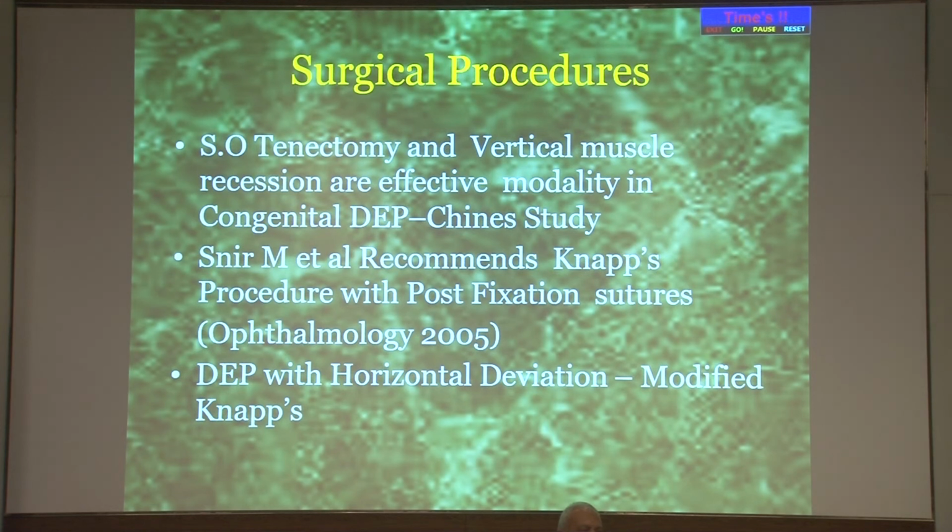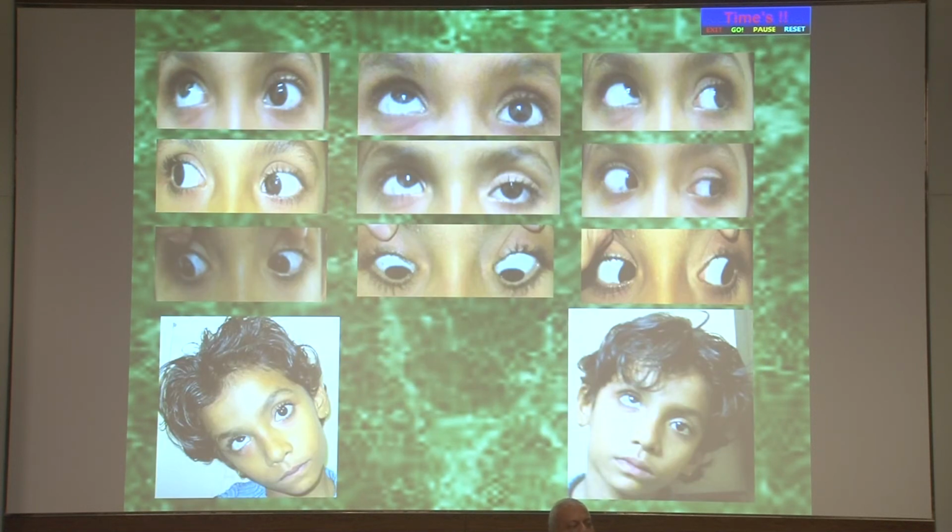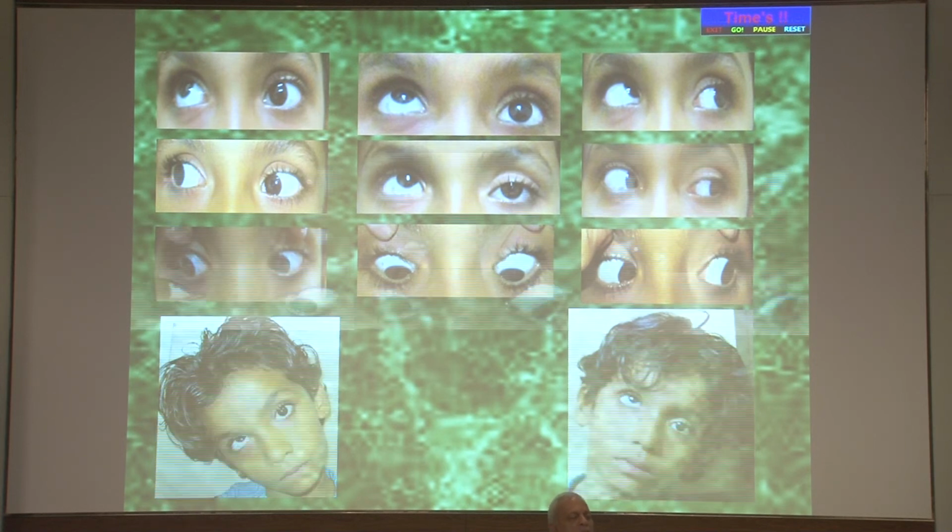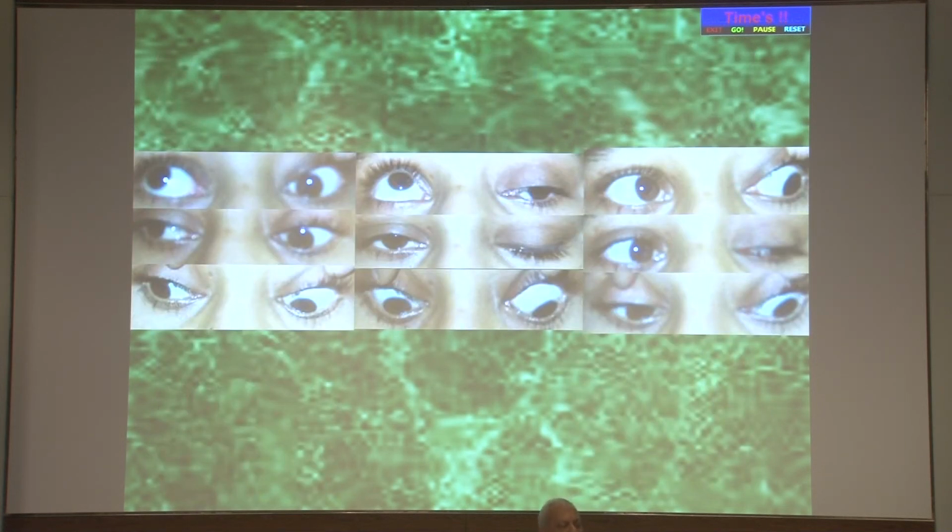Esotenotomy and vertical muscle recessions have been found to be an effective modality in congenital MED in one of the Chinese studies. Then Sneer M. et al. recommend NEPS procedure with posterior fixation sutures, and MED with modified NEPS is done for double elevator palsy with horizontal deviations. These are the preoperative photograph of one of the patients, post-operative photograph.